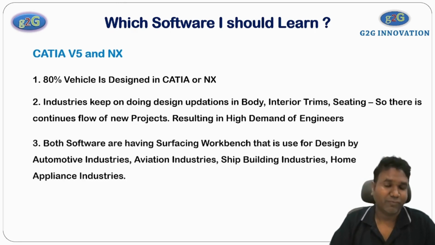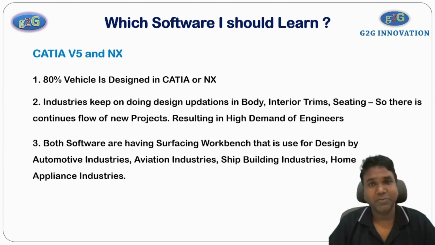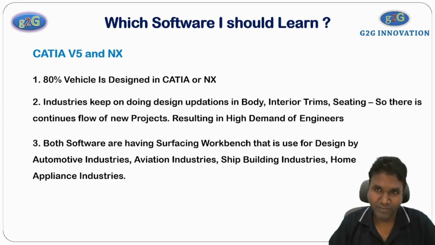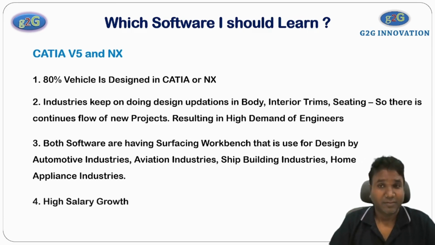Third reason, both the softwares have an advanced workbench, that is surfacing. Now it is not only used by the automotive industry, but it is also used by the aviation industry, shipbuilding industry, and home appliances industry. So you have an opportunity to work with all these industries, and these are growing industries. The last and very important reason, a high salary growth. So you get a good salary when you work on CATIA V5 or NX.